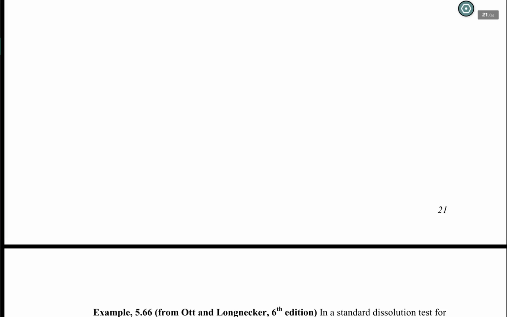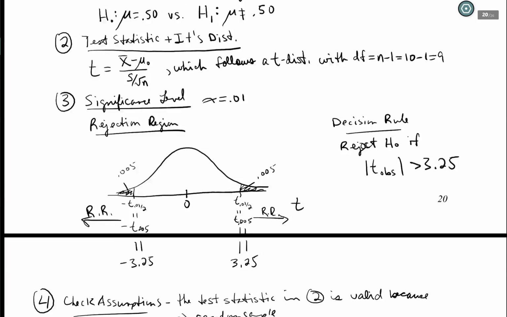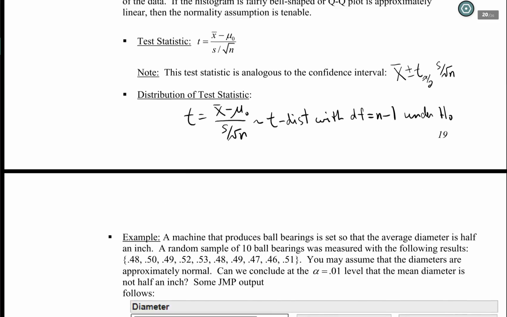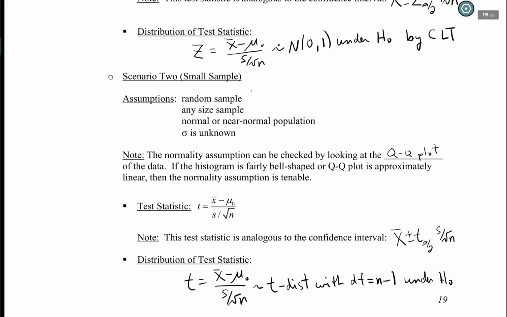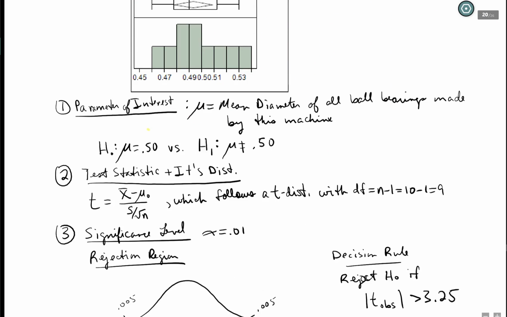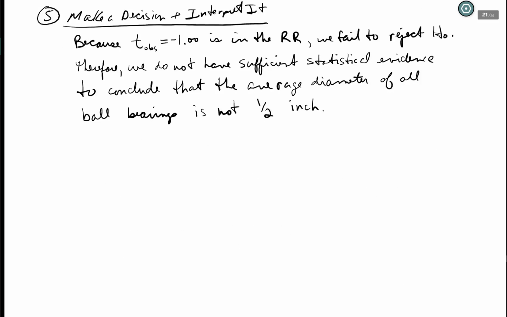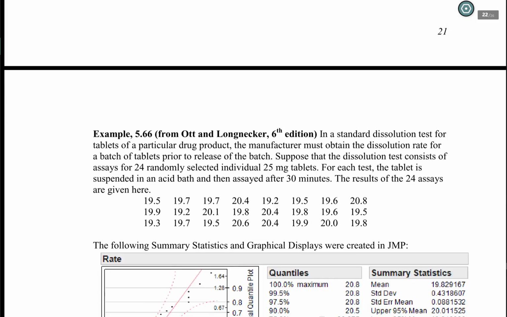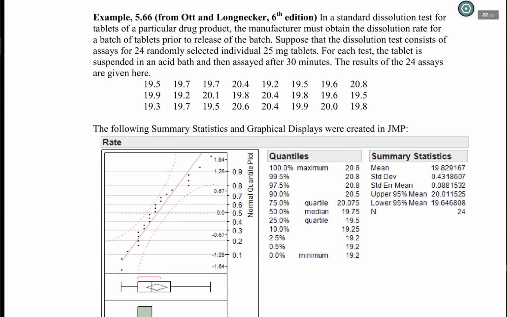Alright, that's a t-test example. A t-test, I didn't really highlight that, but this scenario here is called a t-test. Alright, t-test for a single population mean. Okay, here is another example that I want us to look at here.